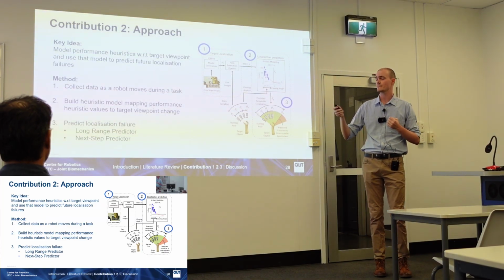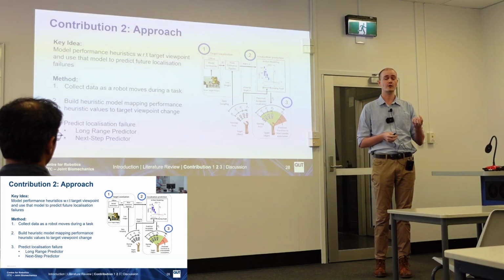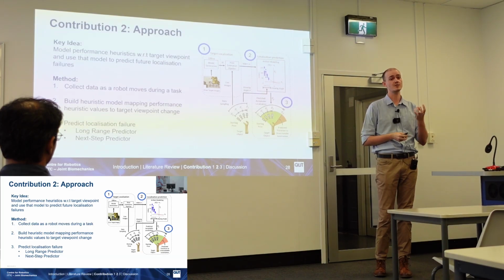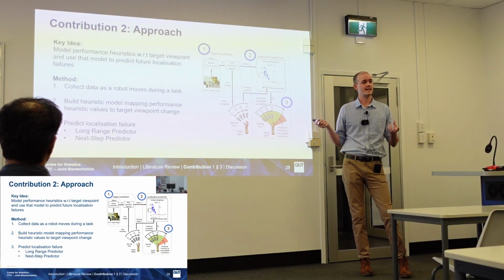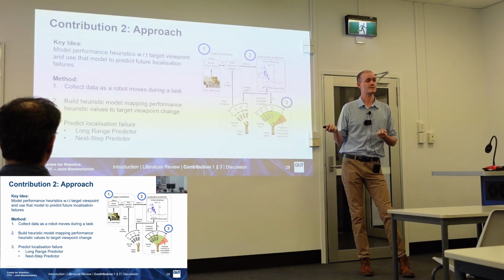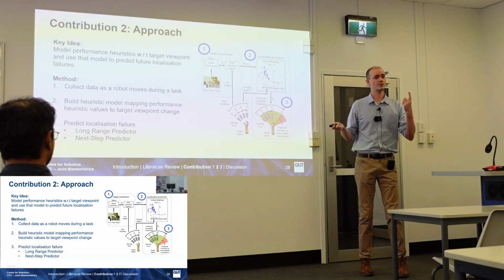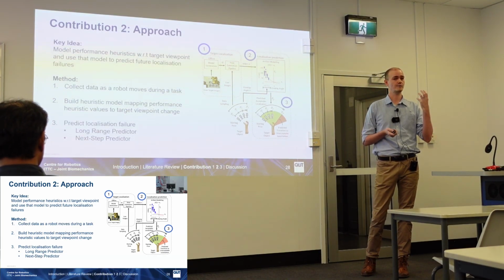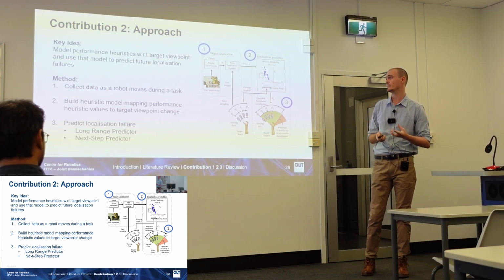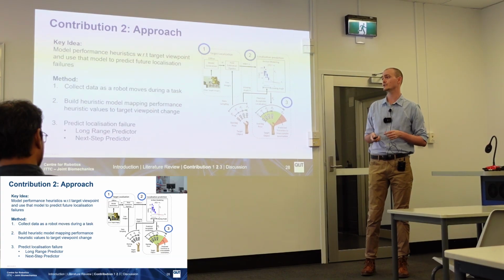In our first stage, as a robot moves during a task, we collect performance heuristics from our localization pipeline and information about the robot's motion. Again, we build on top of the same 6 degree of freedom pose estimation system that we used in our previous work. This time, we only use a single heuristic, which is the number of RANSAC inliers returned for each of our target pose estimates. So the robot collects that along with information about its own motion.